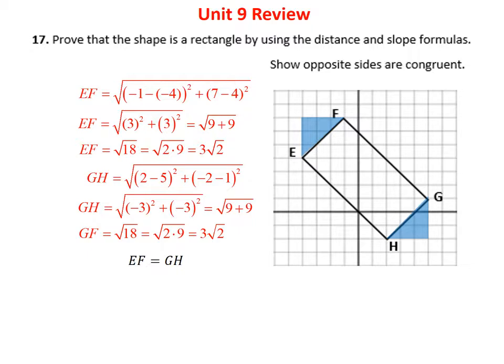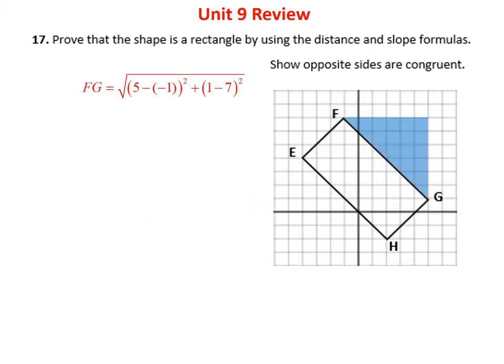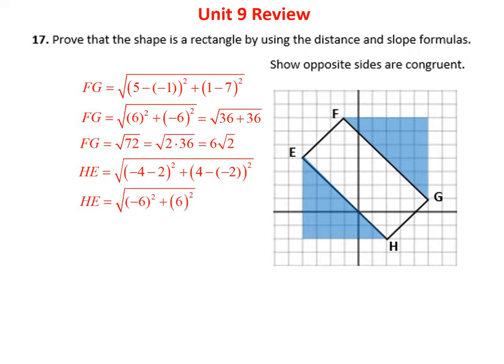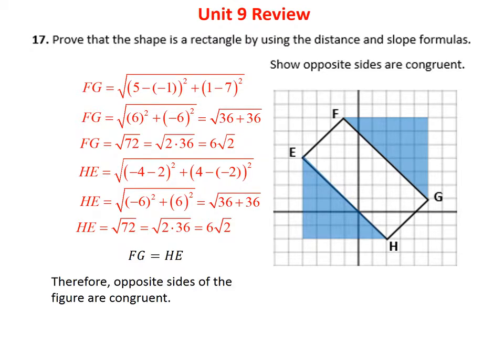But now we need to prove that the other two sides are the same as well. And so we'll work on that. Again, I can use my distance formula, or I can simply make a little triangle and count and realize this is a 6 by 6 triangle. So 6 squared plus 6 squared, I get 36 and 36, or square root of 72, or 6 times the square root of 2. I look at the other side and realize it's the same, 6 and 6. So now I've shown that not only is EF the same as GH, but FG is the same as EH. And so they have opposite sides that are congruent.